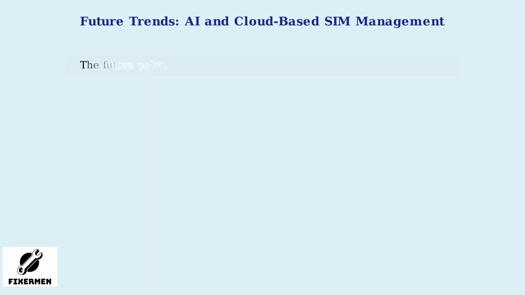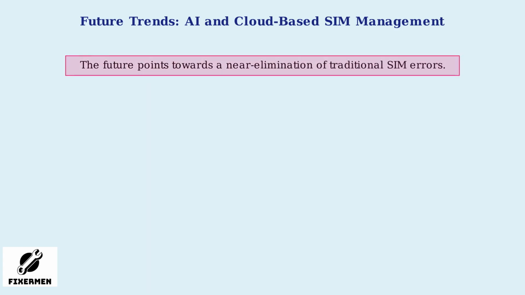Looking ahead, traditional SIM errors are on the path to near elimination. With T-Mobile's shift to eSIM technology, physical SIM issues have dropped significantly, from 25 million reports in 2024 to 15 million in 2025. By 2030, experts predict these errors will account for less than 5% of support tickets as the carrier phases out physical SIMs entirely.